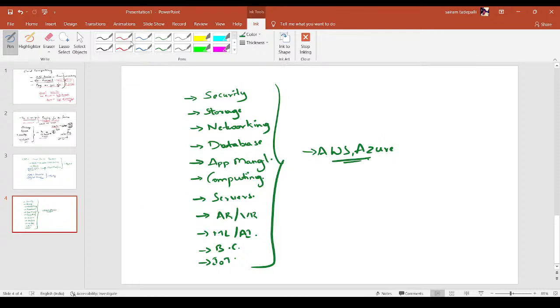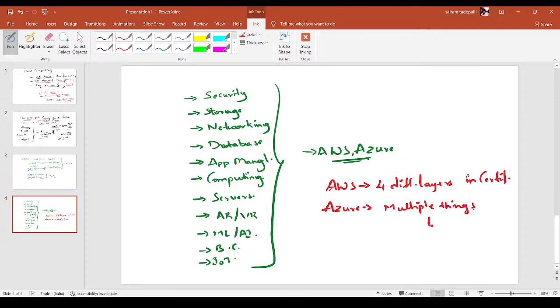So one thing you need to understand here is in AWS we have totally three different types, actually four different layers in certification. But Azure has multiple things, included in 4 sections. So we are going to discuss all these things now. So let's start with AWS.